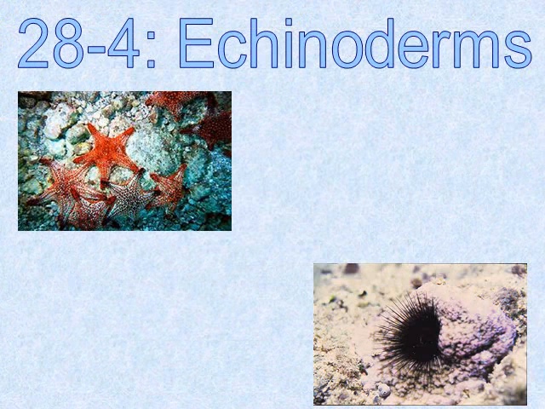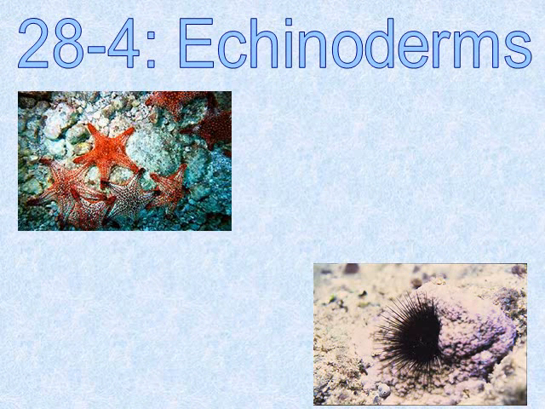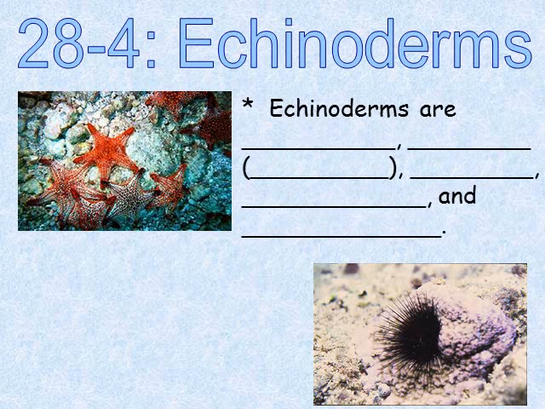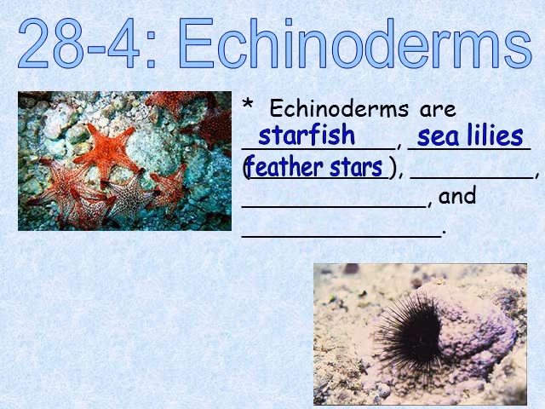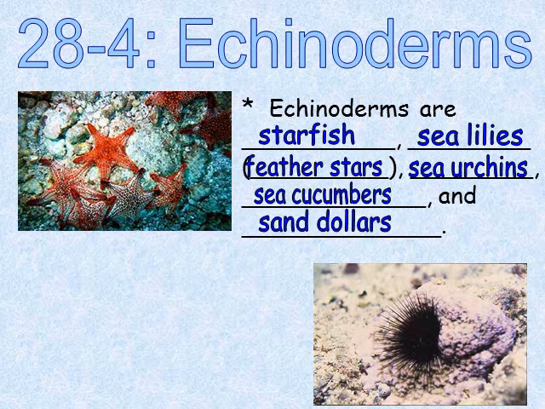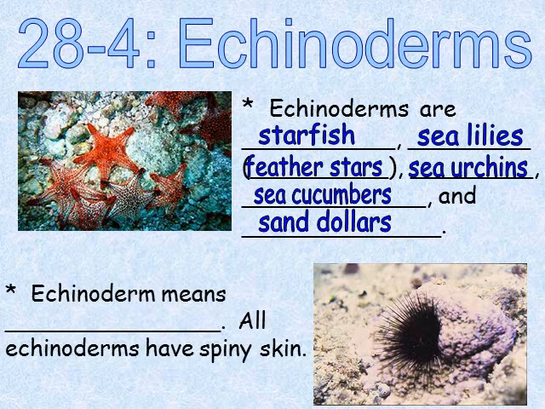Okay, guys, we're going to be talking about the echinoderms, so that's sea stars and their relatives today. Some examples of echinoderms would be starfish or sea stars, as we like to call them, because technically they're not fish. Sea lilies or feather stars, sea urchins, sea cucumbers, and sand dollars. These are all in the same phylum. They're all considered echinoderms. Now, echinoderm means spiny skin.